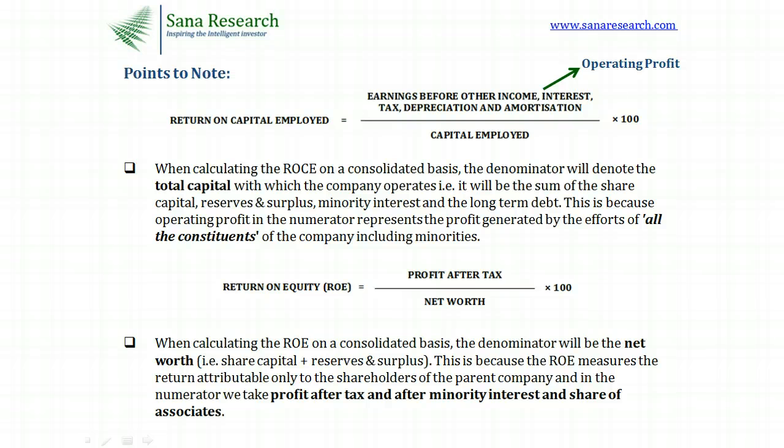However, when you calculate the return on equity on a consolidated basis, the denominator will be the net worth. This is because in case of return on equity, what we're trying to measure is the return which is attributable only to the shareholders of the parent company. And that is why in the numerator, we take profit after tax and after minority interest in share of associates.